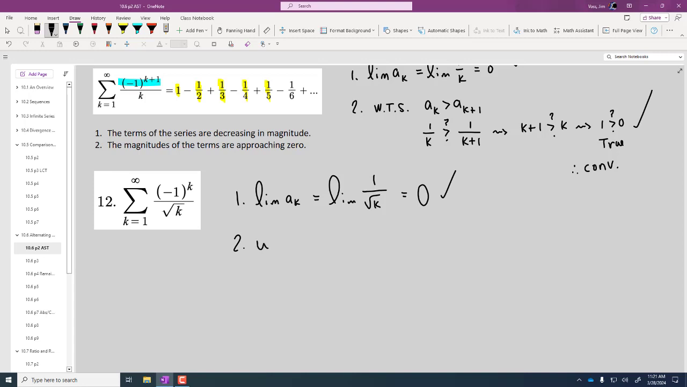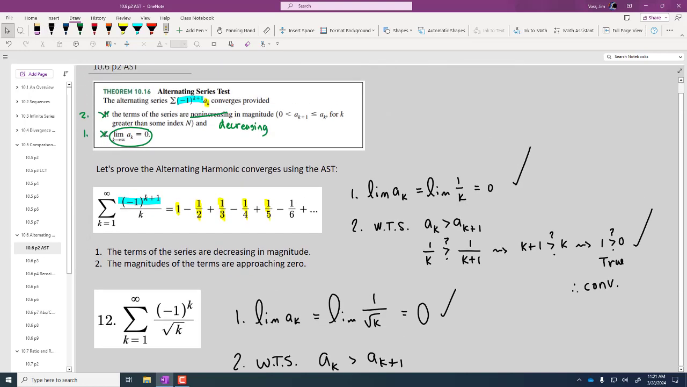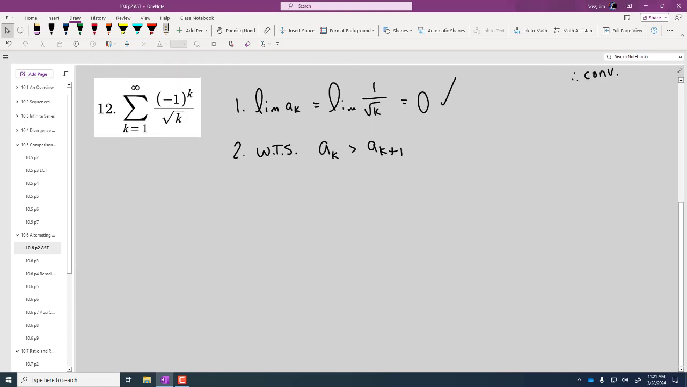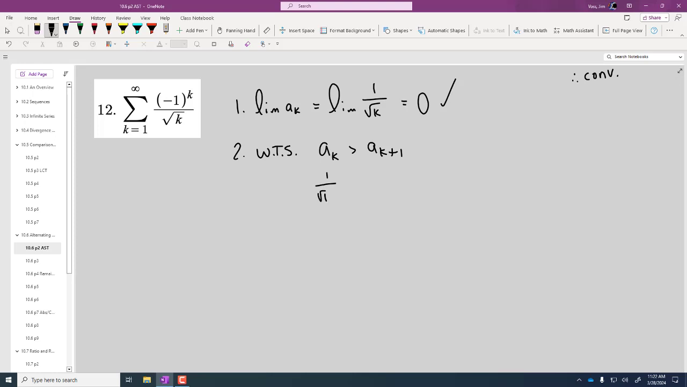Second step, we want to show that it's decreasing. And to show that it's decreasing, we want to show this inequality. I will write the inequality that way because I'm visualizing our sequence of terms going from right to left, getting smaller. You know, they write it the other way. I would rather write it that way. It's the same idea though. So here is our 1 over square root of k. We want to show that that's bigger than 1 over square root of k plus 1.